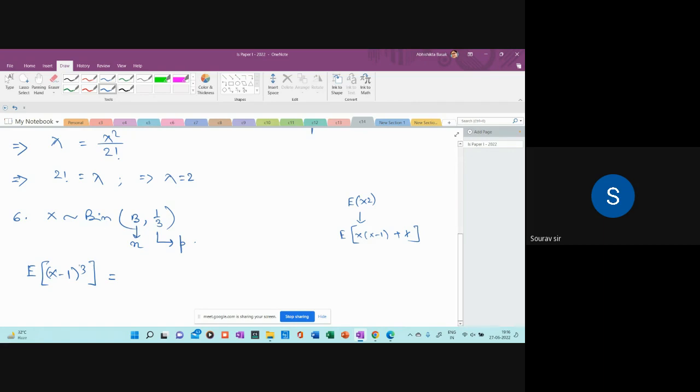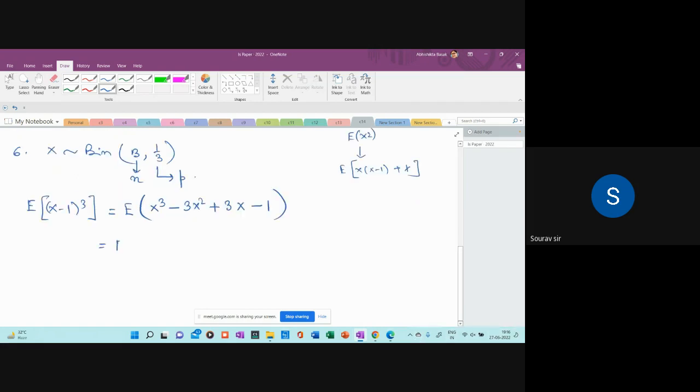Okay, so basically we are going to break this up first. We are going to break up this x minus 1 whole cube. What will be the formula? That is x cube minus 3a square b, that is 3x square into 1, plus 3ab square, that is 3x into 1 square, minus 1 cube, that is 1. So that is the thing basically. So now we have expectation of x cube minus 3 expectation of x square plus 3 expectation of x minus 1. This is the thing.